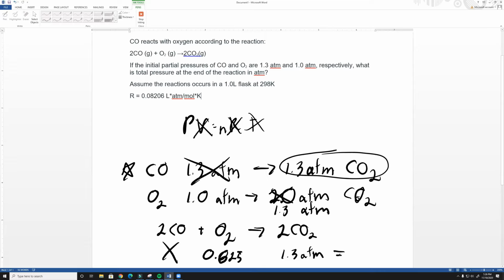Once we add all these up, we will find the total pressure of our container after the reaction occurs, which is 1.925 ATM. So I hope that makes sense.